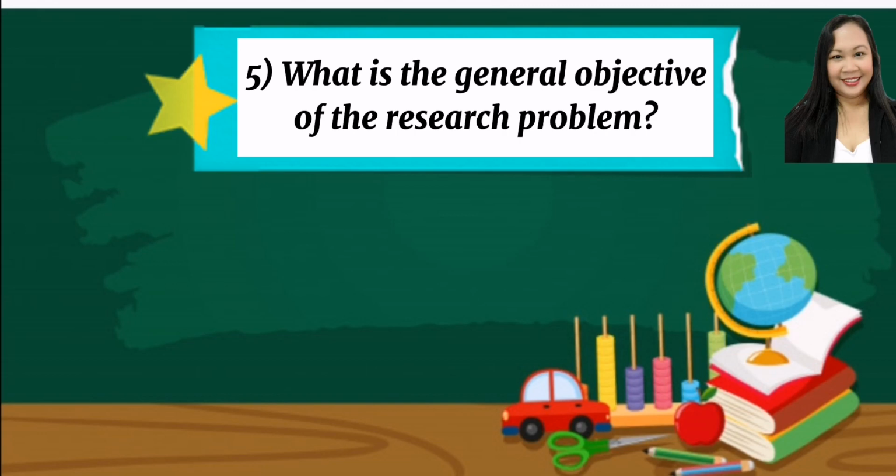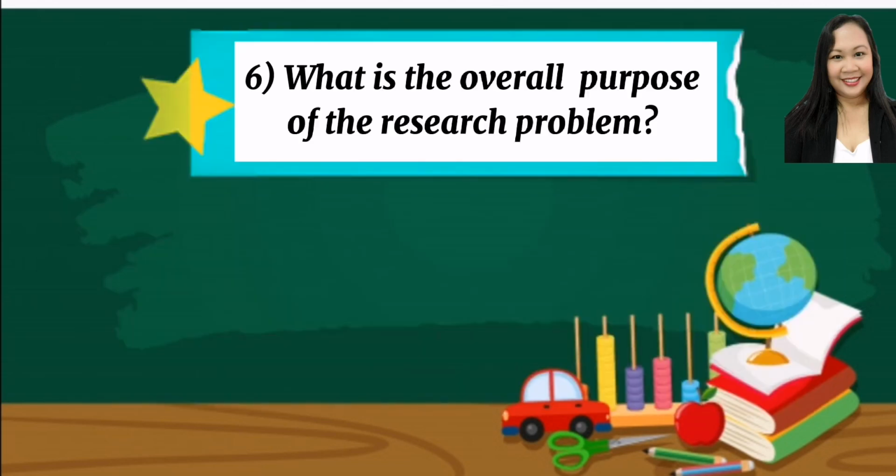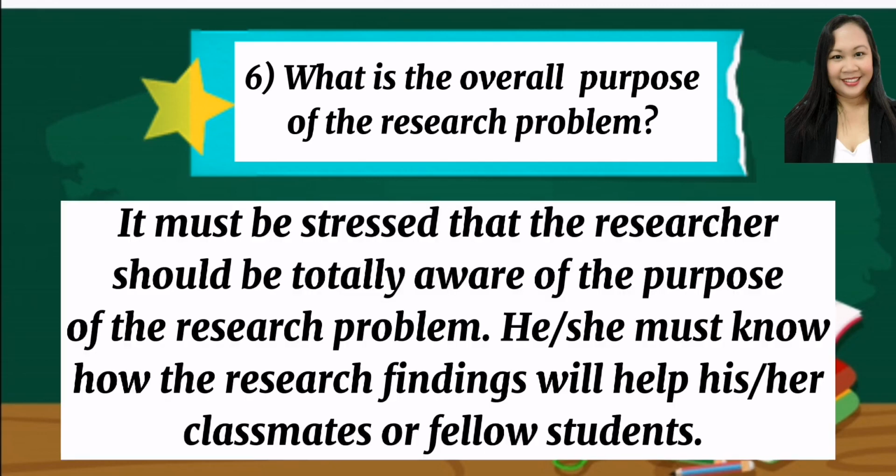Fifth, what is the general objective of the research problem? This is derived from the general statement of the problem and should be the basis of the enumerated statements of specific problems. Sixth, what is the overall purpose of the research problem? It must be stressed that the researcher should be totally aware of the purpose of the research problem. He or she must know how the research findings will help his or her classmates or fellow students.